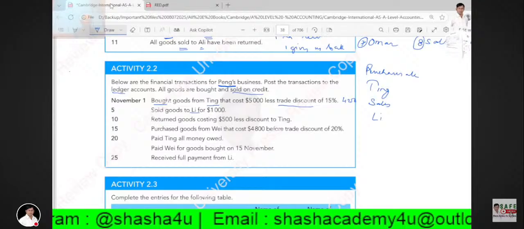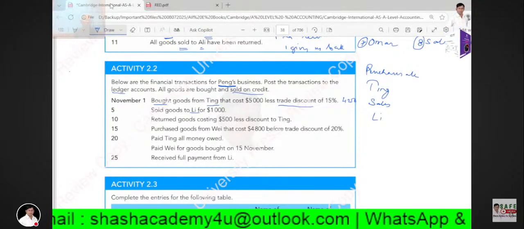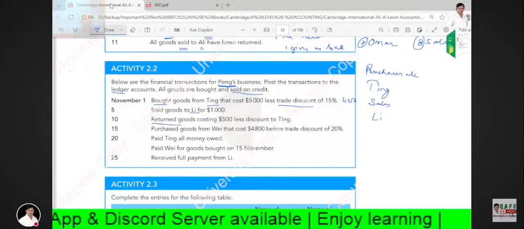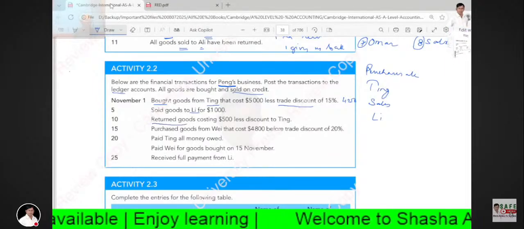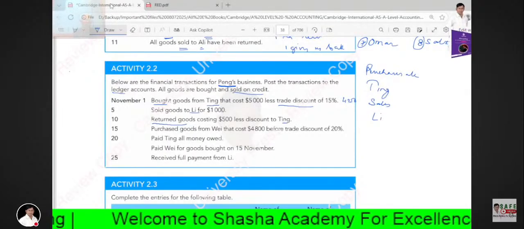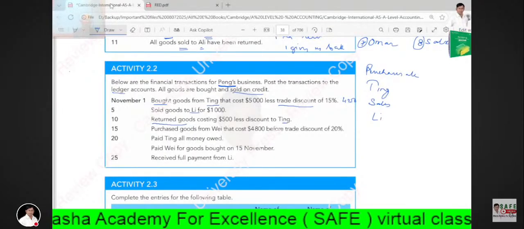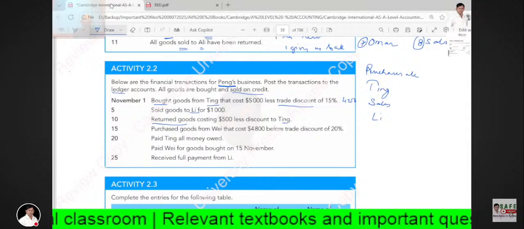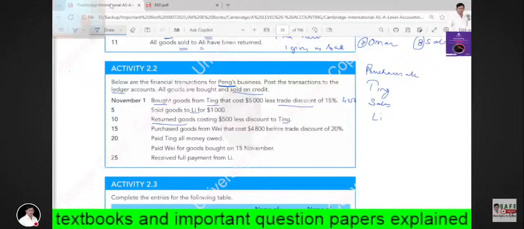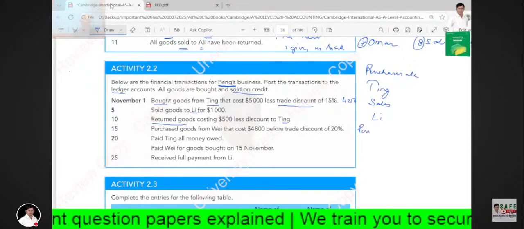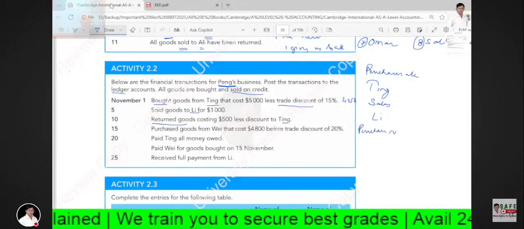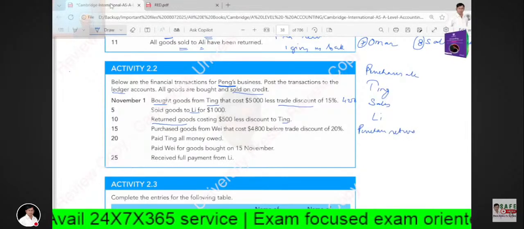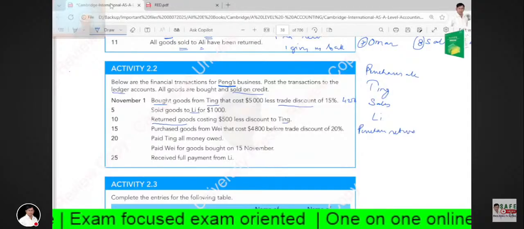Returned goods costing 500 less trade discount to Ting. So again you are returning the goods to Ting. Who is Ting? He is a supplier. Returning means those goods which we have purchased will be returned. So these are purchase returns.